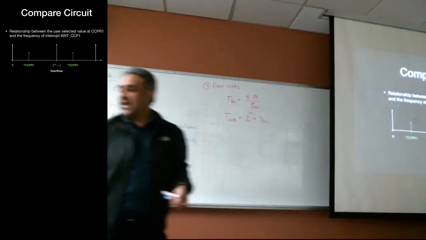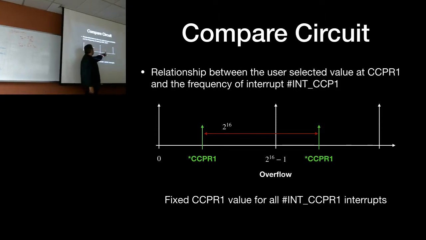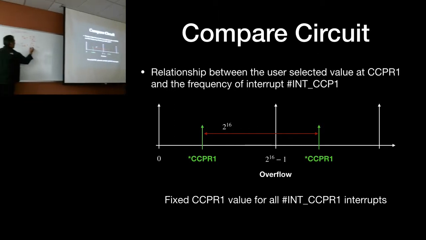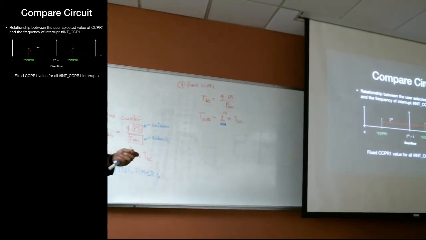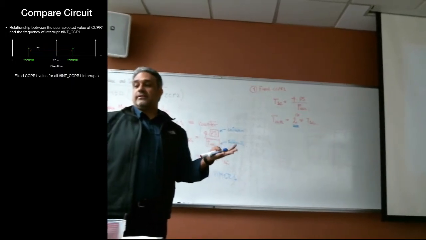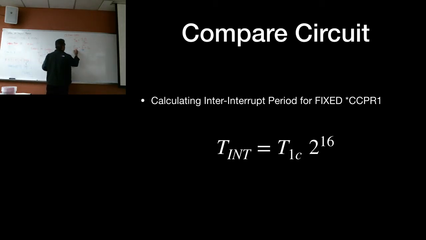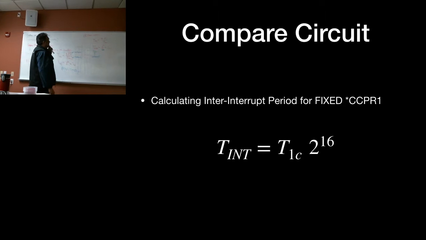Okay? So in the next slide, I kind of give you the idea that the distance between these events, our CCP interrupt, is supposed to be equal to 2 to the 16. And that's how your math is going to look like. Okay? Make sense a little bit? All right, now here's the deal. This T of the interrupt, you can call this T of the interrupt here. It's a CCP1 interrupt though, right? It's T1C times 2 to the 16.